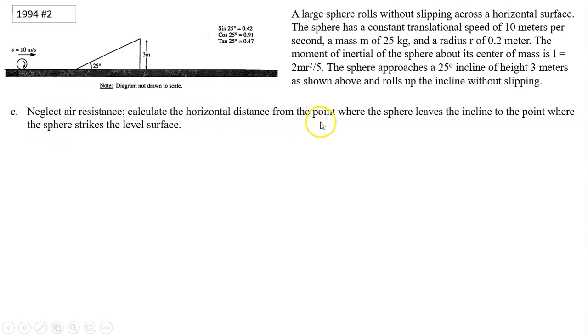Next one, neglect the air resistance. Calculate the horizontal distance from the point where the sphere leaves the incline to the point where the sphere strikes the level surface. So here is the ball right over here. It's going to be launched as a projectile and falls down. You are asked to find x. So in this question, it's two-dimensional motion. I'm going to say to the right is positive and going down is positive, because it's most convenient for my calculations.